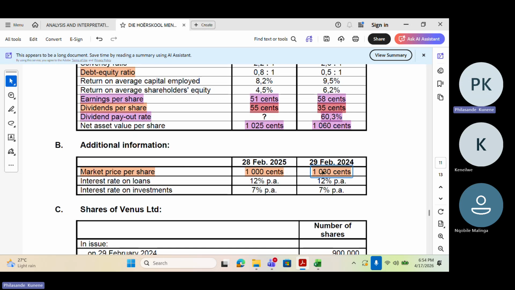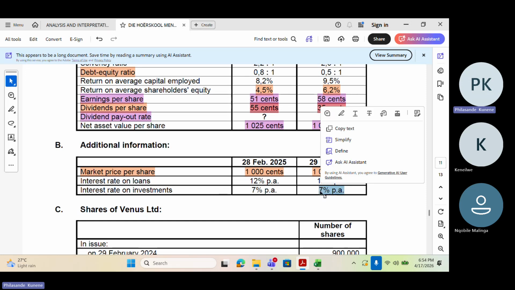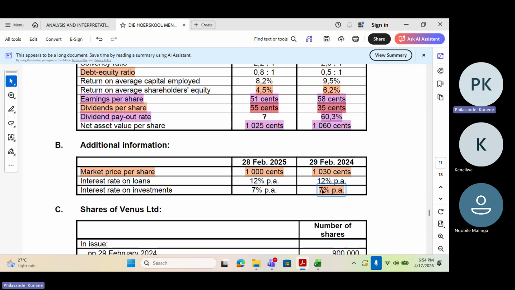It was 1,030 in the previous year. Interest on loans, 12%, it remained the same. Interest on investment, it remained the same. Okay. But now look at the return on average shareholders' equity. Their return is 6.2%. But interest on investment is 7%. Which means if I take my money, invest it in the bank, I'm going to get 7%. But I invested in this company.